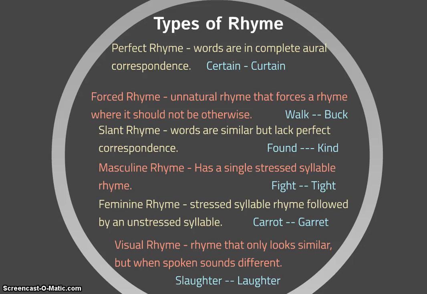There is the masculine rhyme, which has a single stressed syllable in its rhyme, such as fight and tight. There is the feminine rhyme, which has a stressed syllable rhyme followed by an unstressed syllable, such as carrot and garret. There is the visual rhyme, a rhyme that only looks similar, but when spoken sounds different, such as slaughter and laughter.